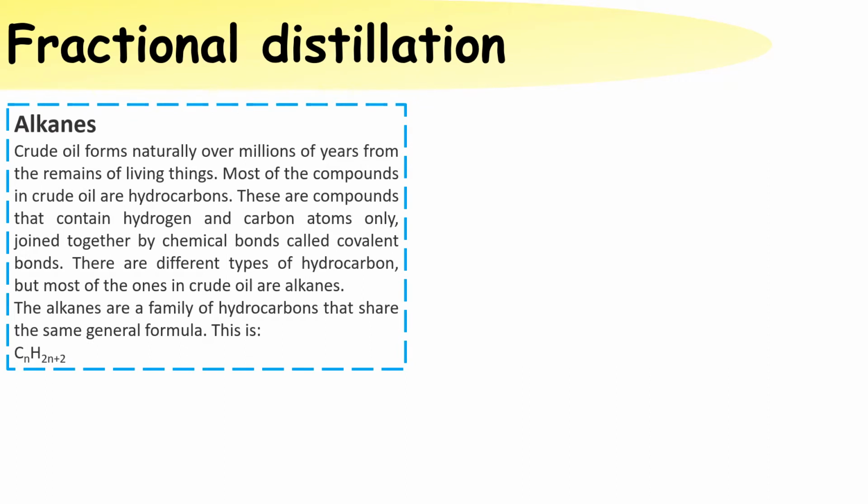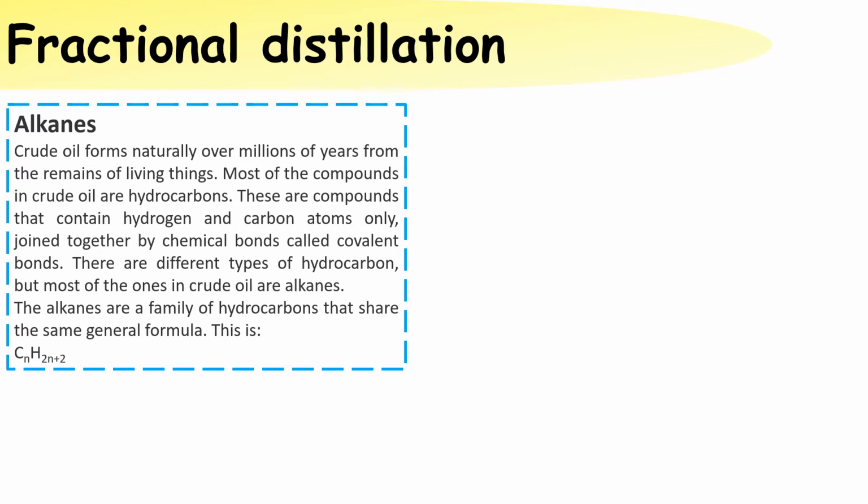Crude oil forms naturally over millions of years from the remains of living things. Most of the compounds in crude oil are hydrocarbons. These are compounds that only contain the atoms hydrogen and carbon and are chemically bonded together using covalent bonds. There are different types of hydrocarbon, but one of the most abundant ones in crude oil are alkanes.